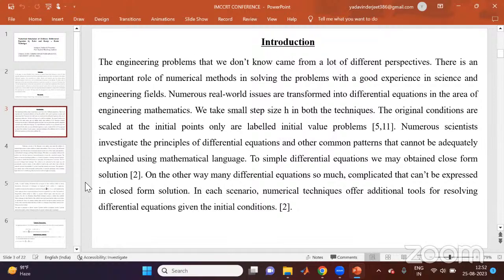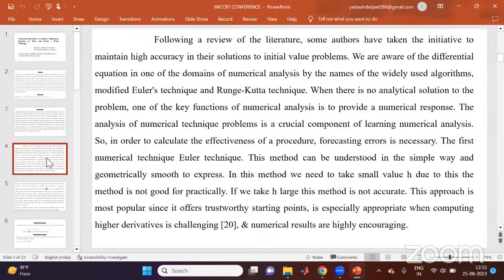Numerous scientists investigate the principles of differential equations and other common patterns that cannot be explained using mathematical language. For simple differential equations, we may obtain a closed form solution. On the other hand, many differential equations are so complicated that they cannot be expressed in closed form. Then these equations are solved by numerical methods.